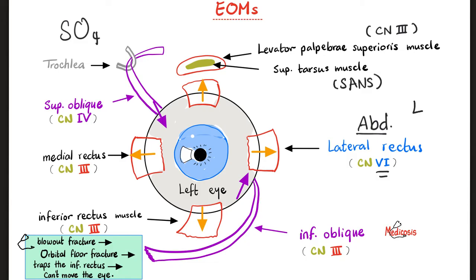Some students use LR6. I hate this mnemonic because SO4 is actually something. It's called sulfate. It reminds you of sulfate, but there is no such thing as LR6. It doesn't exist, so it's difficult to remember. An easier mnemonic is that abduction is by the abducens. Since abducens is number 6, lateral rectus, which abducts, is supplied by number 6.